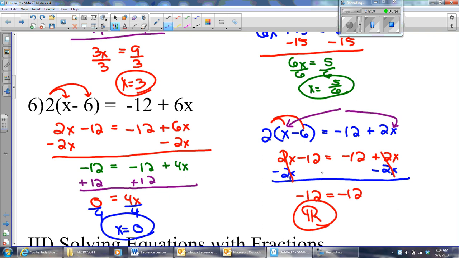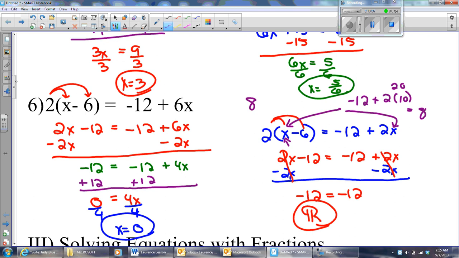For example, if I plug a 10 in, right here, on the left-hand side, I'm going to get 10 minus 6, which is 4. 4 times 2 is 8. Okay? Over here, I'll have negative 12 plus 2 times 10. Well, that's 20. Negative 12 plus 20, that's positive 8. There you go. Any number you pick. You could put pi in there. You could put the square root of 37 in there.